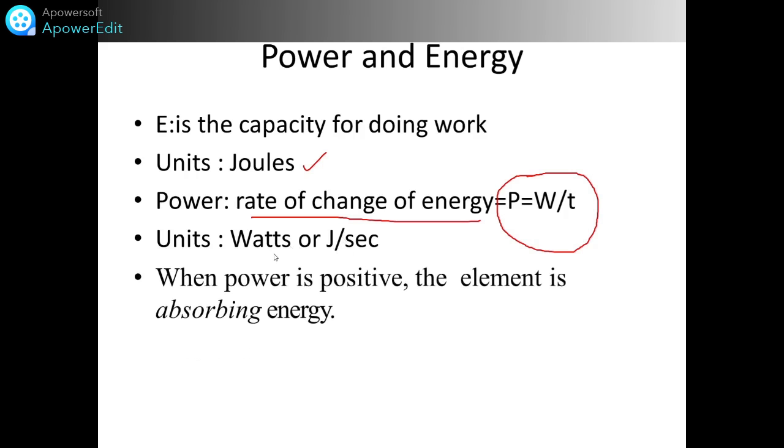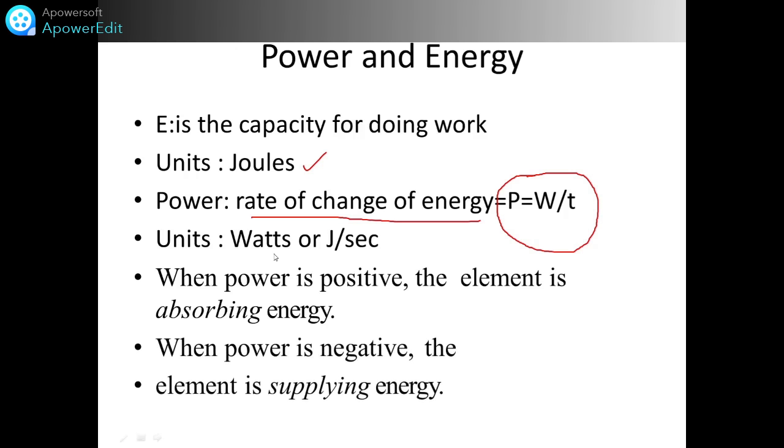When the power is positive, the element is absorbing energy. What is absorbing power? What is dissipating power? We will discuss in further classes in a detailed manner. When the power is negative, the element is supplying the energy. So basically, power is the rate of change of work or energy. The mathematical representation of power: P is equal to dW by dt.